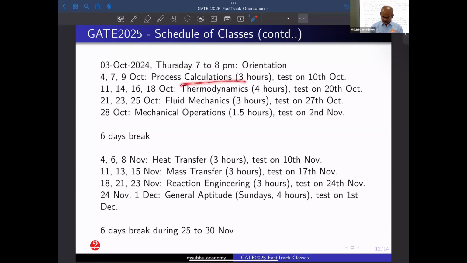Also, thermodynamics is the basis for subjects like CRE as well as mass transfer, so it is better to spend more time on it. Process calculation is also a common thing for other subjects. So we are spending more time here, then we'll go at a faster pace and ensure that every aspect is covered.